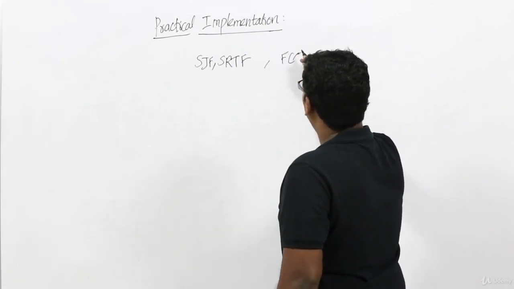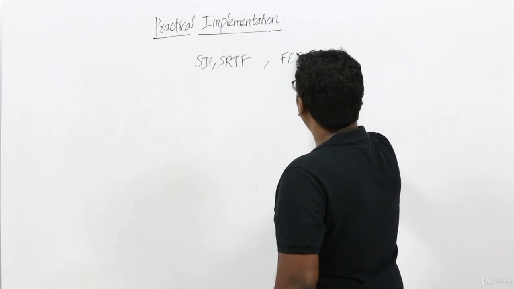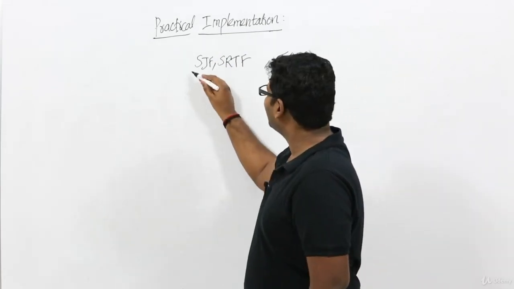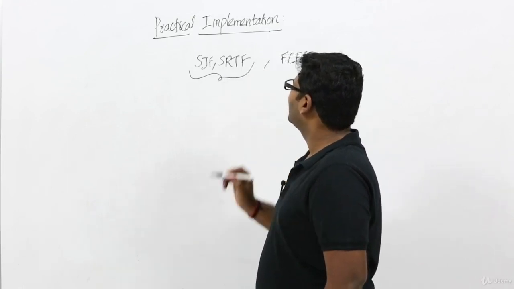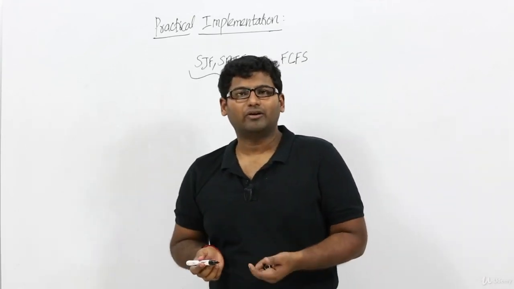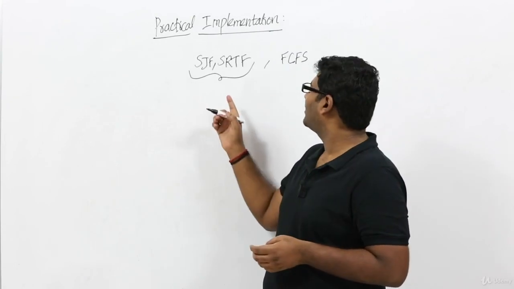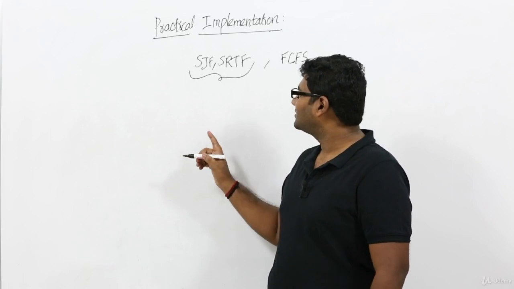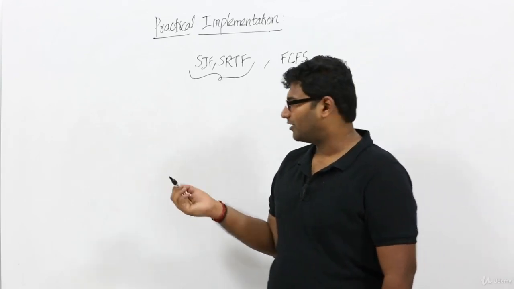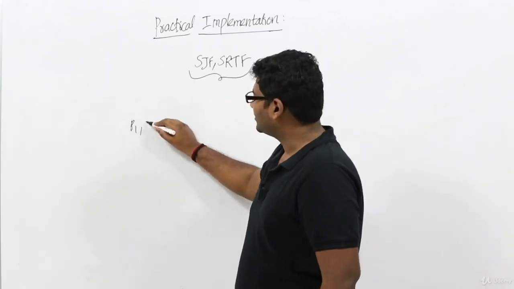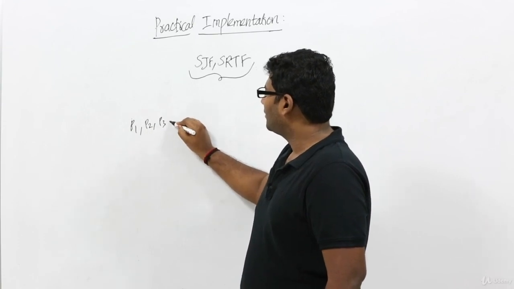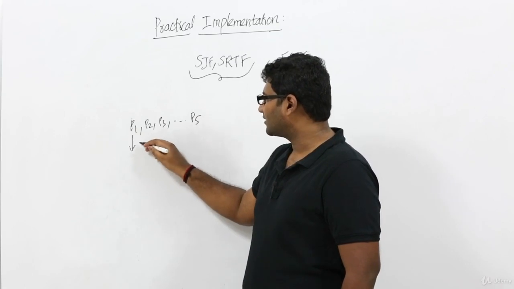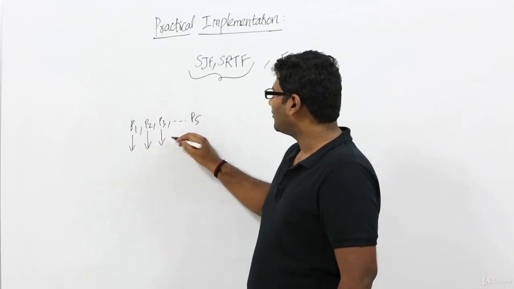But there is a small problem here. Practically implementing SJF and SRTF is very difficult. Why is it very difficult to practically implement both SJF and SRTF? SJF and SRTF really depend on the burst time of every process, which means in case I have 5 processes, say P1, P2, P3 and so on up to P5, I need to know the burst time of every process.